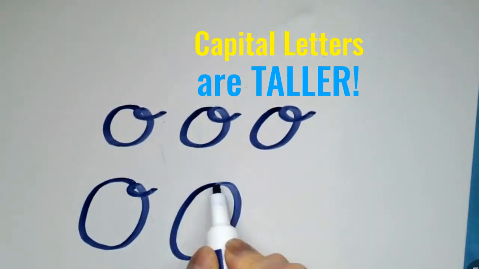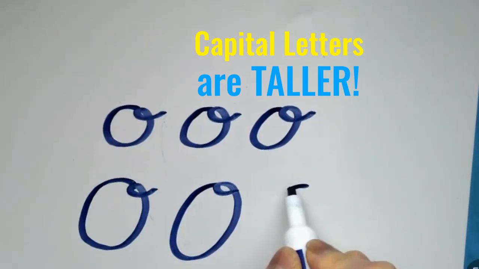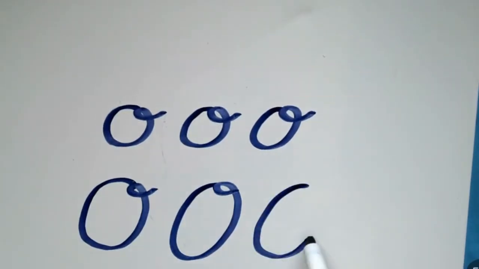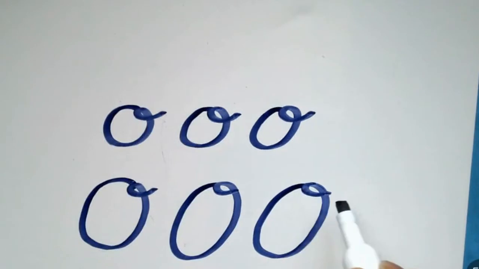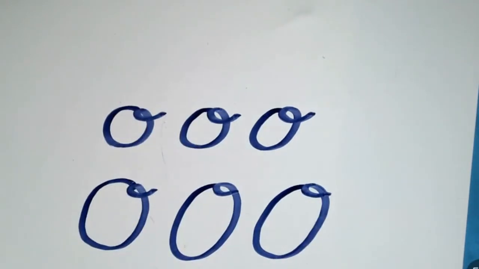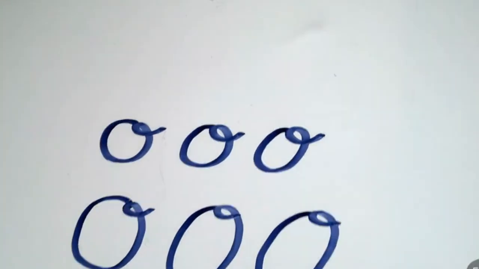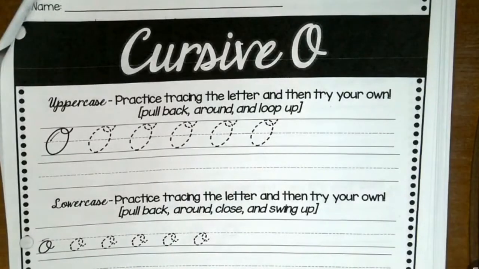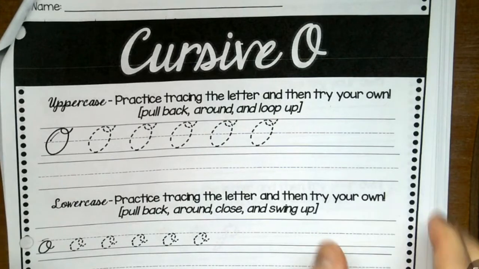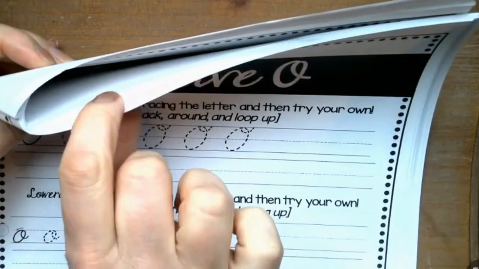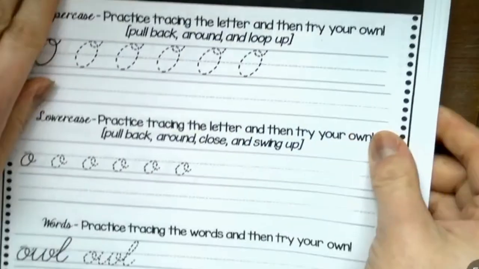Now, one way that the capital letter O is different from the letter A is that the capital letter O does not connect when we write words. So let's go ahead and turn in your cursive practice books to the letter O. Again, your book is alphabetical, so you're going to have to flip several pages back to get to the letter O.